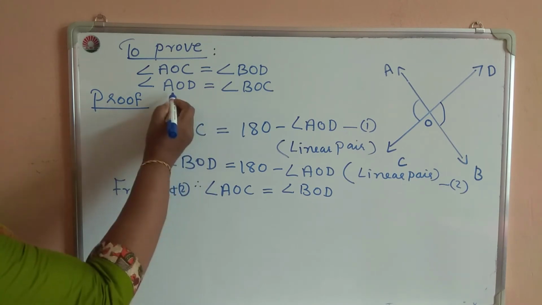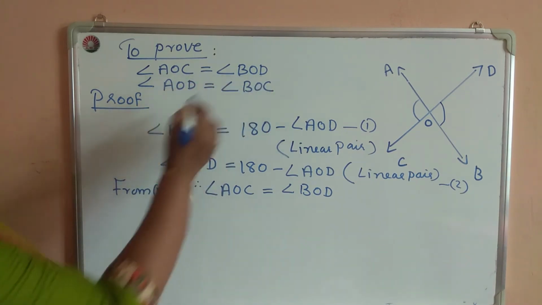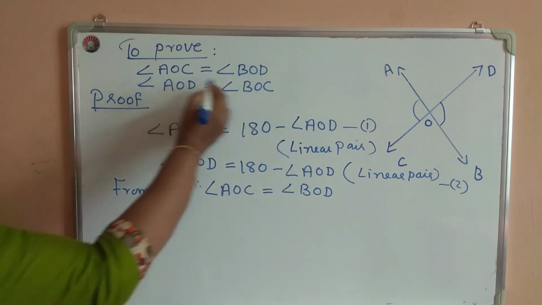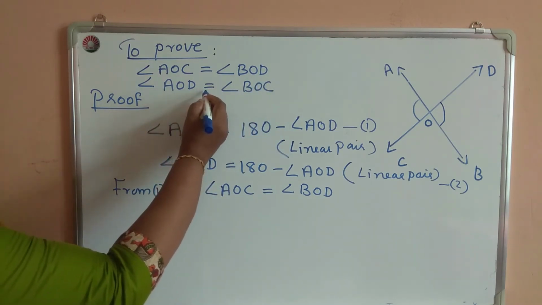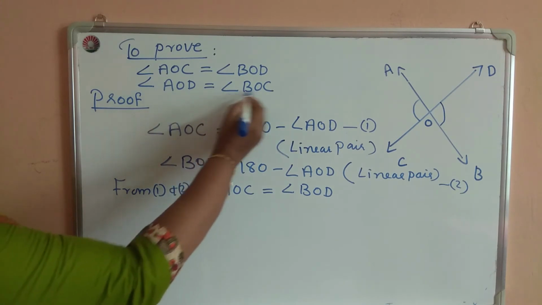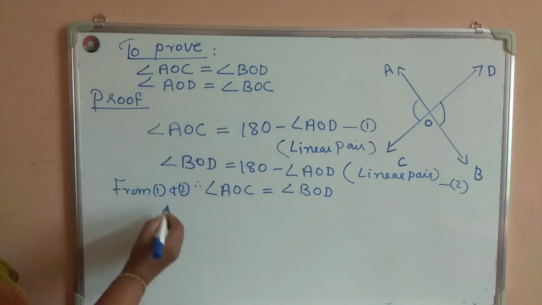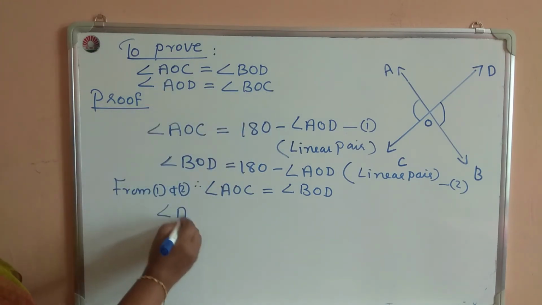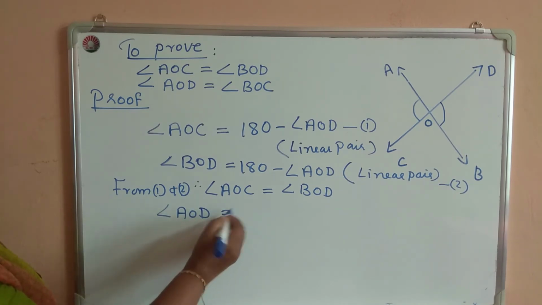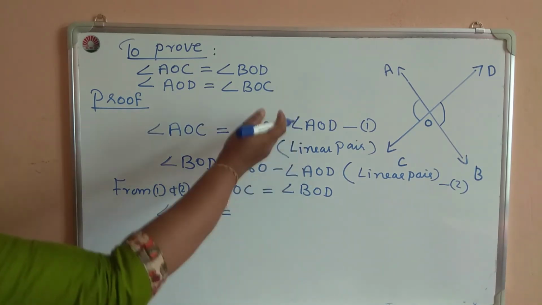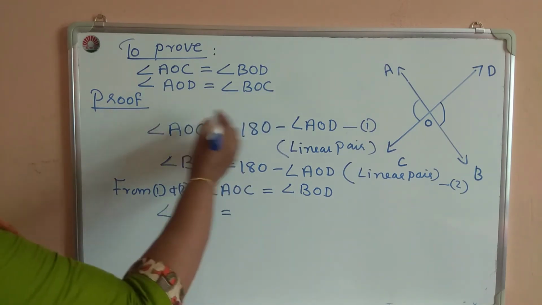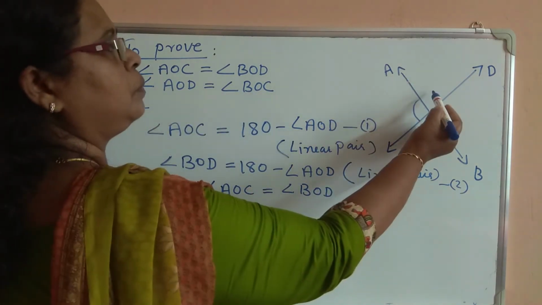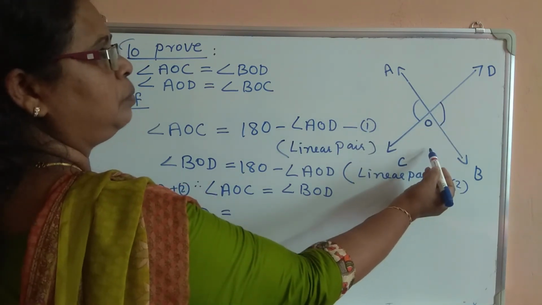Now the next pair. The first part we have already proved: angle AOC is equal to angle BOD. Now take the next pair, angle AOD. We want to prove angle AOD is equal to angle BOC. Similarly, as we have done these steps, we can prove these angles equal also.